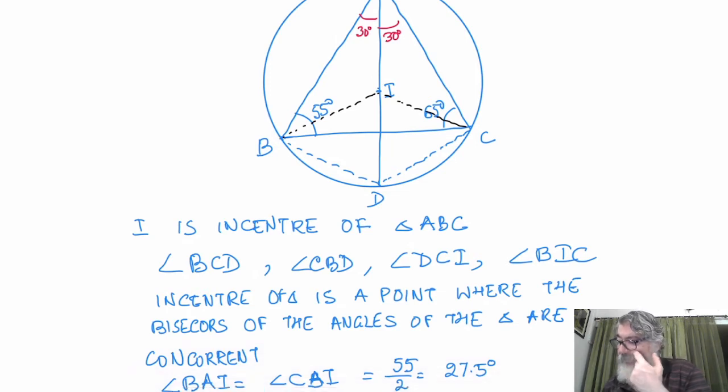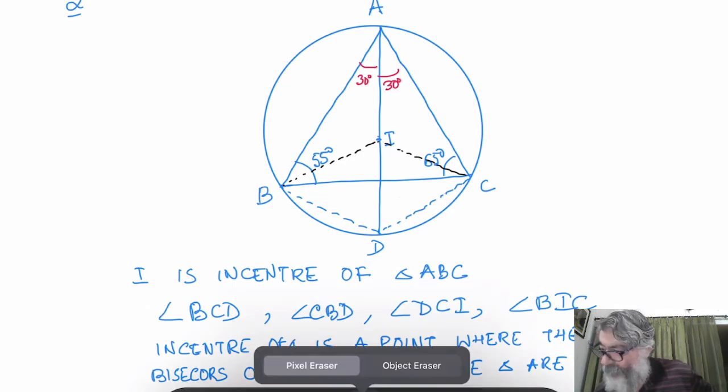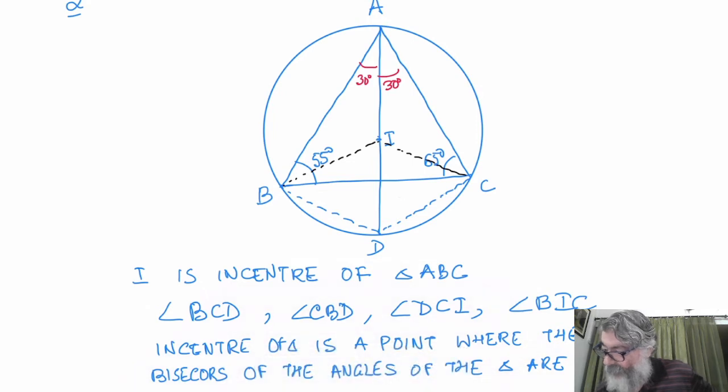I've written one angle, BAI, is equal to CAI. I had written it wrong, now it is correct there. There's no problem. Angle BAI is equal to angle CAI is equal to 30 degrees.